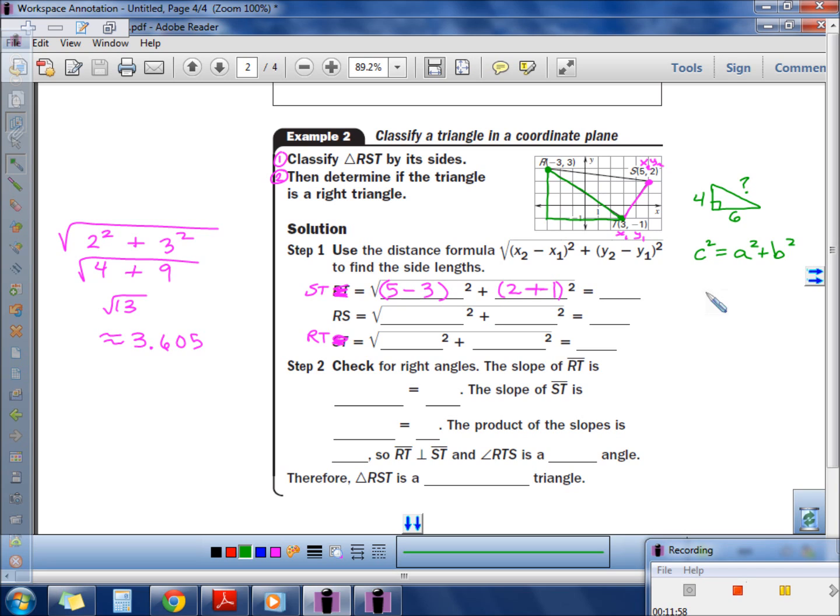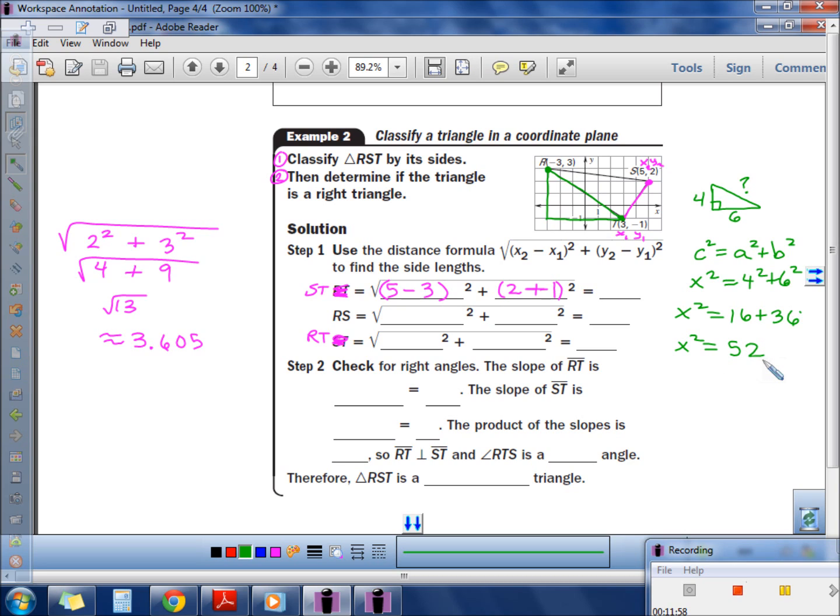What piece always goes in for C? The longest piece always goes in for C. And in this case, it's our unknown, so we'll call it X. The other pieces are 4 and 6, so we can plug those in as well. And a lot of this you should be able to do in your head. 4 squared is 16. 6 squared is 36. 16 plus 36 is 52.